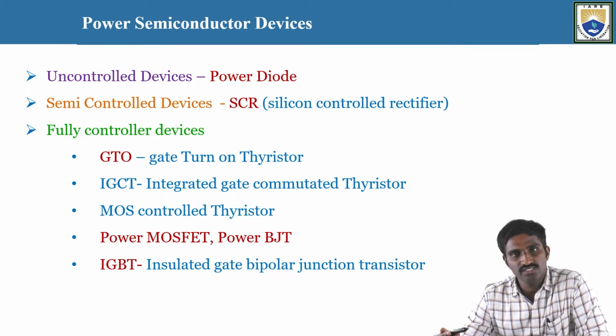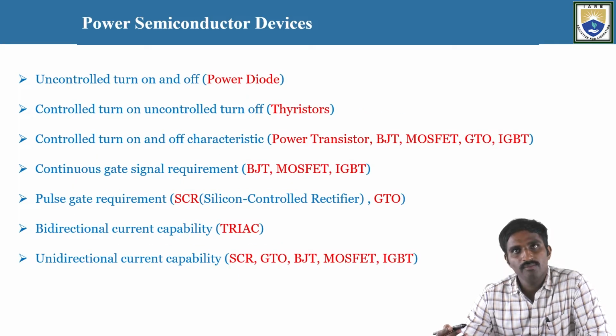So this classification is based on controllability: whether the power semiconductor device is fully controlled, which means both on and off we can control; semi-controlled, which means only one of the functions, on or off, we can control; or uncontrolled, which means both on and off we cannot control.